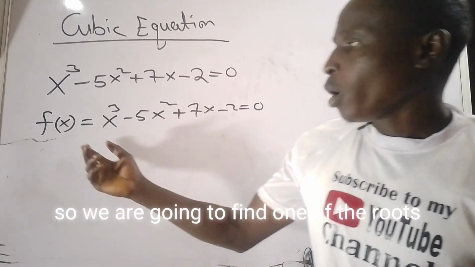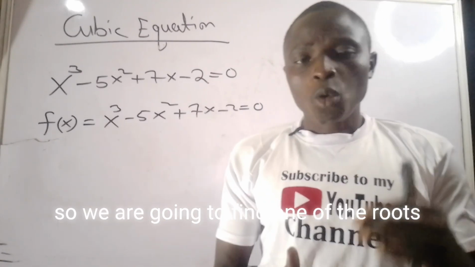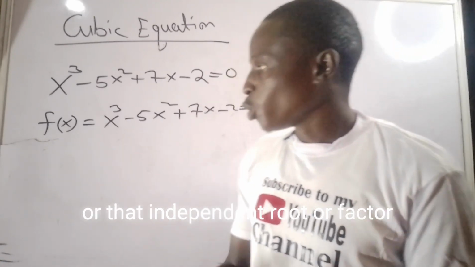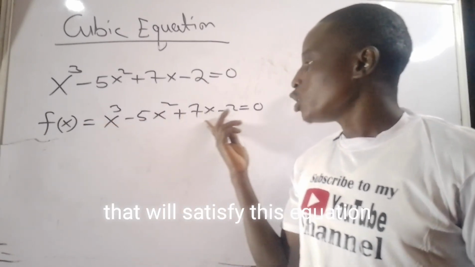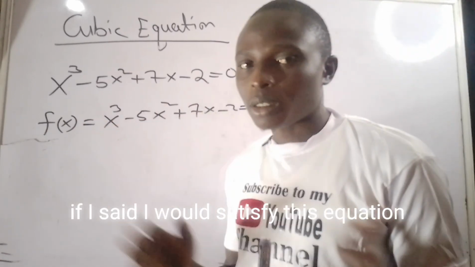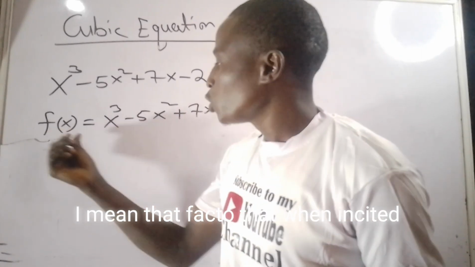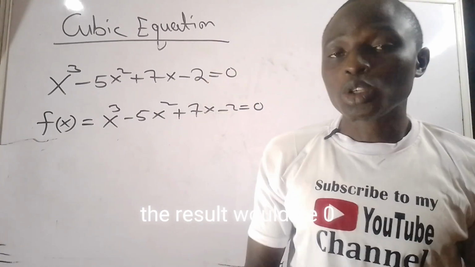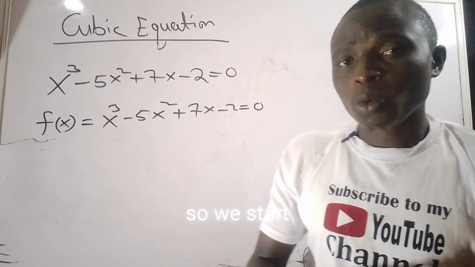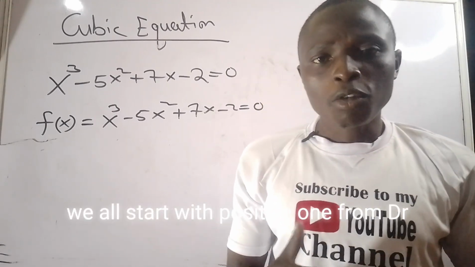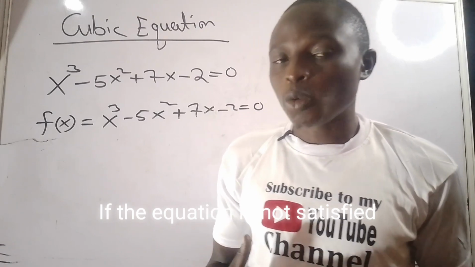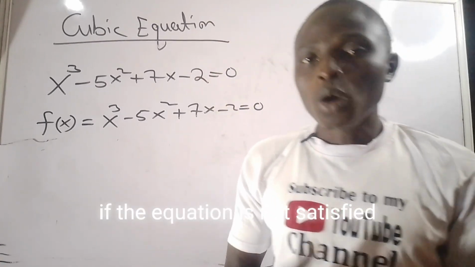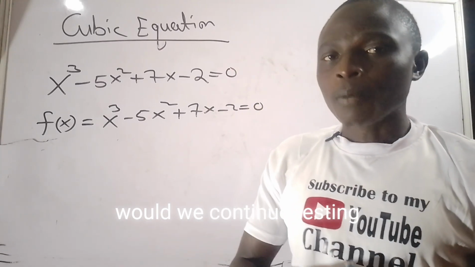So we are going to find one of the roots, or that independent root or factor, that will satisfy this equation. If I say that will satisfy this equation, I mean the value that, when plugged into the equation, the result will be 0. So we always start with positive 1. From there, if the equation is not satisfied, we test negative 1. If the equation is not satisfied, we continue testing.